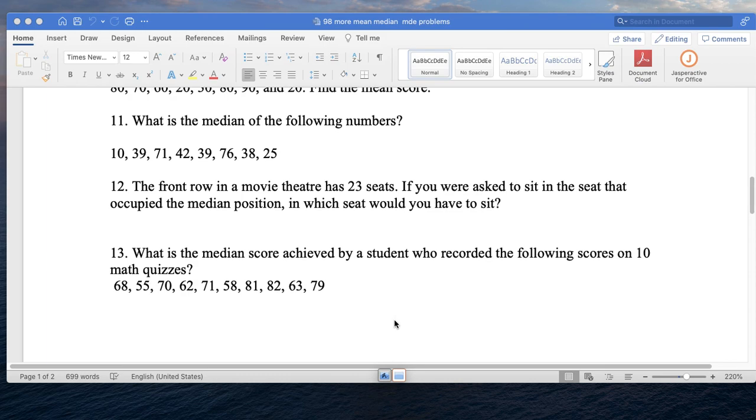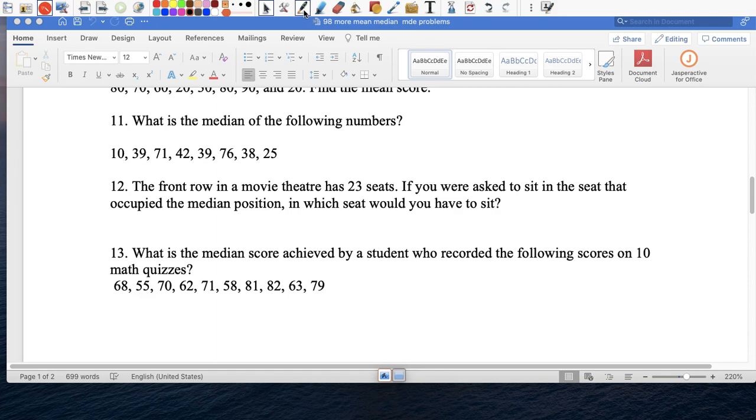Median. Well, for the median, you have to put the numbers in order from least to greatest. Right? So when we do box plots, you'll definitely be using the median a lot. So 10, 25, and then it's 38, and then 39 twice, 42, 71, 76. Numbers in order from least to greatest, and then we find a number in the middle.